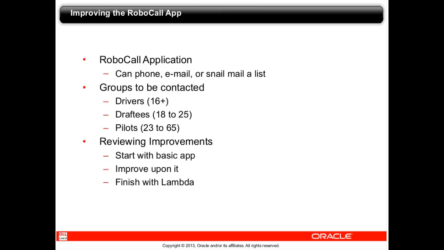And this is the Robocall application. This is taken from a presentation done by Stuart Marks at JavaOne 2012. Essentially, it's an application that's designed to contact a list of people. And I've expanded it so that it not only phones you, it can also email you and send regular snail mail to you. Whatever list it's sent to, it can do any one of those 3 things. And we're going to contact 3 different groups.